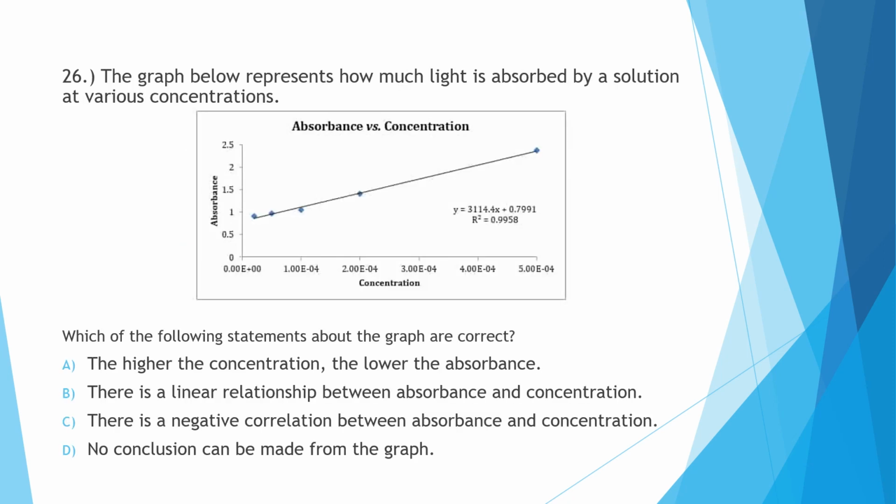The graph below represents how much light is absorbed by a solution at various concentrations. When we're looking at this graph, the horizontal axis is concentration and the vertical axis is absorbance. Notice that as concentration is increasing, absorbance is also increasing. Also notice that all of our data points seem to be on or very, very close to a line. So it seems like these have a linear relationship and a positive correlation.